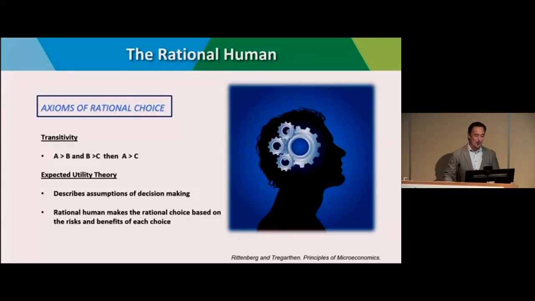Another axiom of rational choice is expected utility theory. Again, utility in the context of this talk will largely be synonymous with value. It describes assumptions of decision making, and again, it assumes the rational human being is going to make a choice based on an assessment of the risks and benefits of each choice.